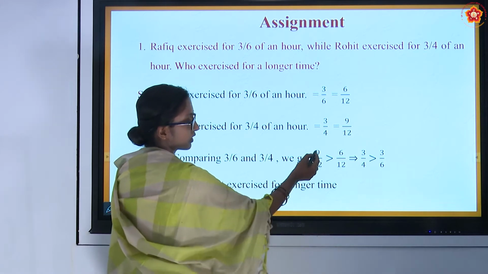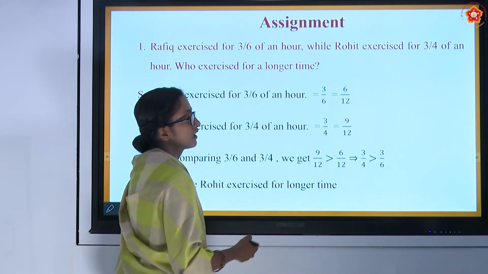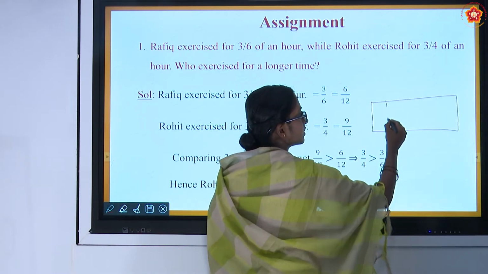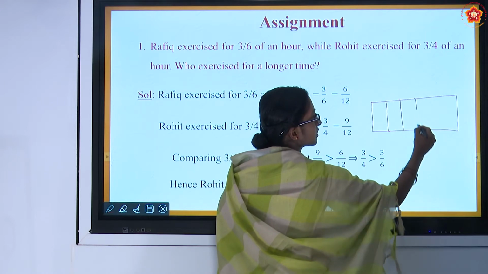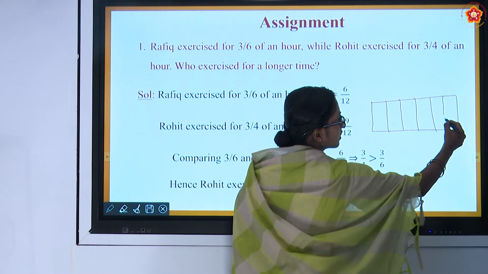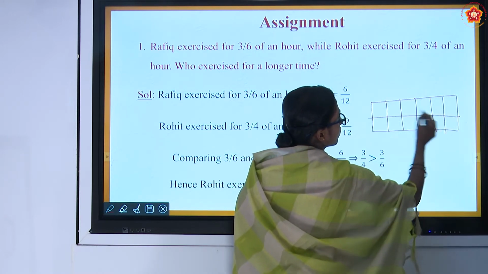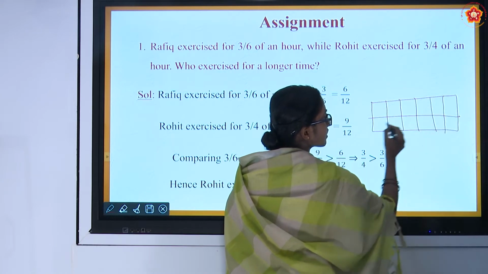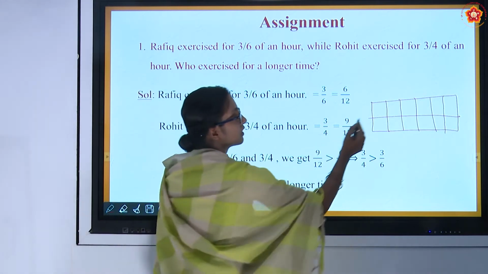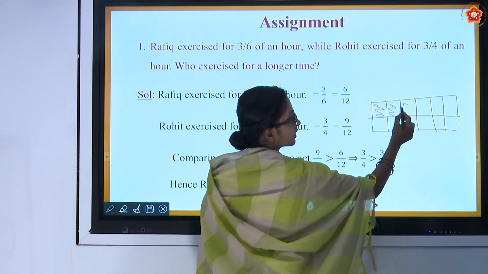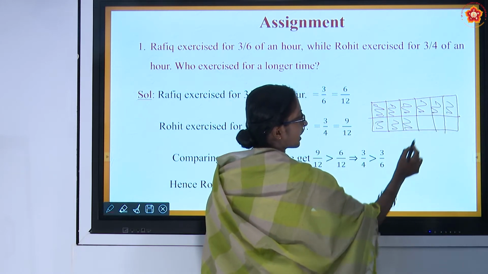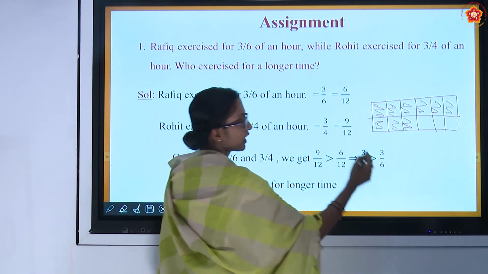Let's compare now: 9 by 12 and 6 by 12. If a box is divided into 12 parts, 1, 2, 3, 4, 5, 6, 7, 8, 9, 10, 11, 12. Okay, 9 by 12: 1, 2, 3, 4, 5, 6, 7, 8, 9. The other one is 6 by 12.